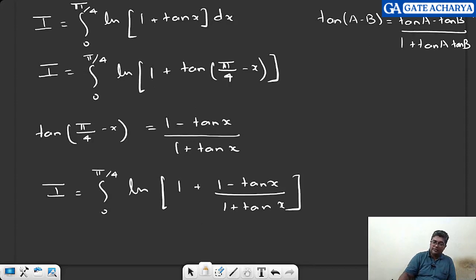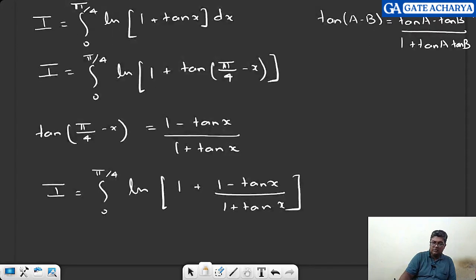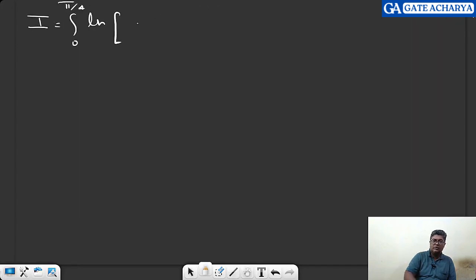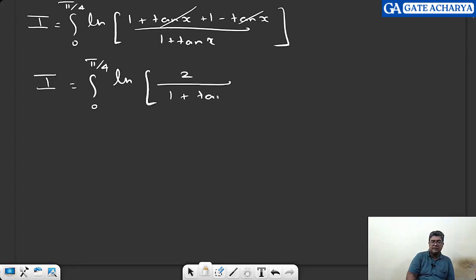Now let's cross multiply it. 0 to pi by 4 log of, what is the denominator? 1 plus tan x, right? So cross multiplied, 1 plus tan x plus 1 minus tan x divided by 1 plus tan x. So obviously what gets cancelled out? Tan x gets cancelled out. So I is equal to what? 0 to pi by 4 log of 2 divided by 1 plus tan x. That's what I'm getting here.